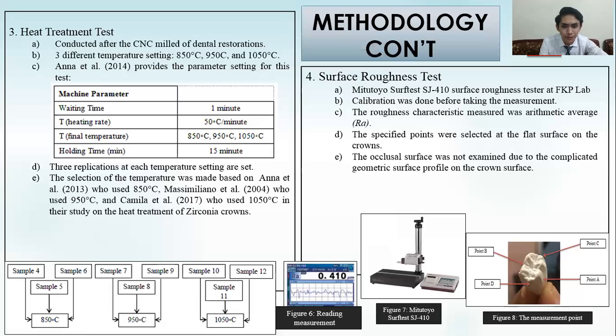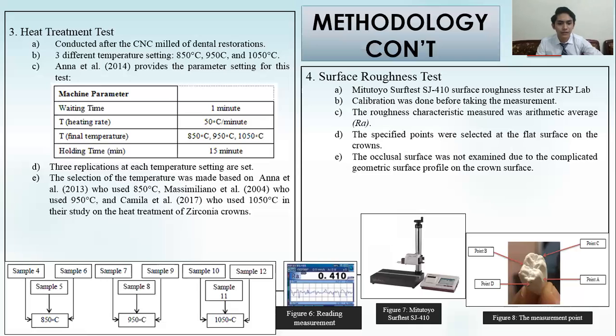Then the specified points were selected at the buccal and the lingual sides of each sample. We decided to select 4 points on each side of the sample, as you can see in figure 8. The measurement areas were selected in consideration of the limitation of the surface roughness tester, which can only read flat surfaces. The measurement was repeated 5 times at each selected point to yield a correct average measurement and to avoid possible errors during measurement.